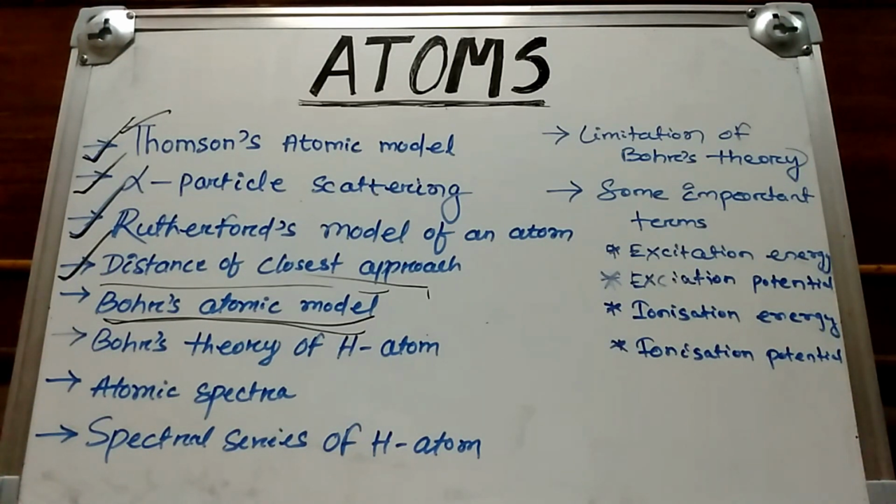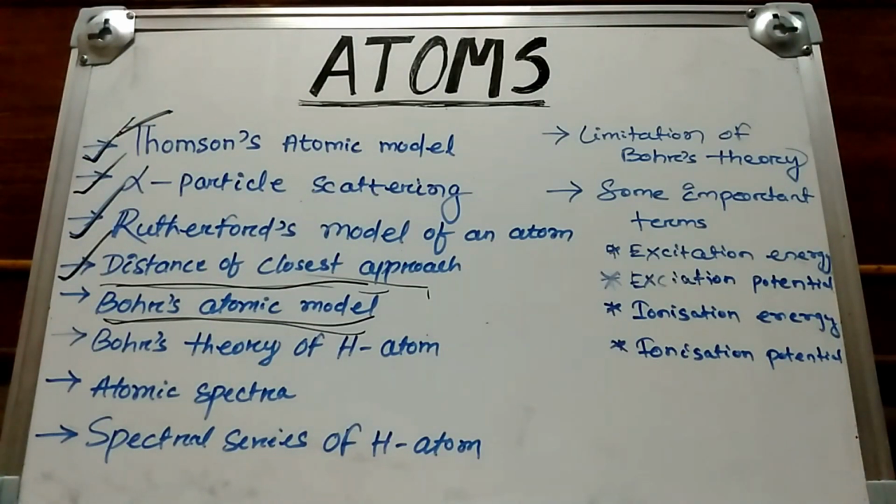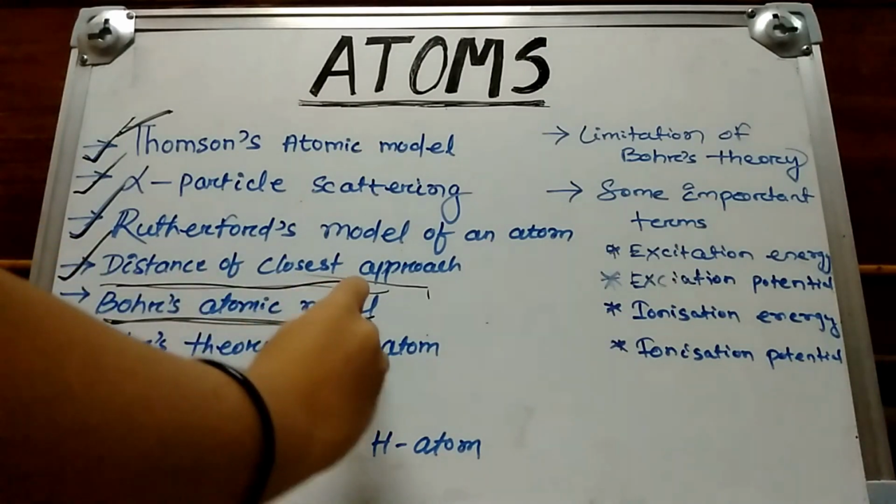So let's discuss from the top. This chapter includes Thomson atomic model, alpha particle scattering, Rutherford model of an atom, distance of closest approach, Bohr's atomic model, Bohr's theory of hydrogen atom, atomic spectra, spectral series of hydrogen atom, and limitation of Bohr's theory and some important terms. In the previous lecture, we already discussed from Thomson atomic model to distance of closest approach. Then in today's class, let's start the next part, Bohr's atomic model.